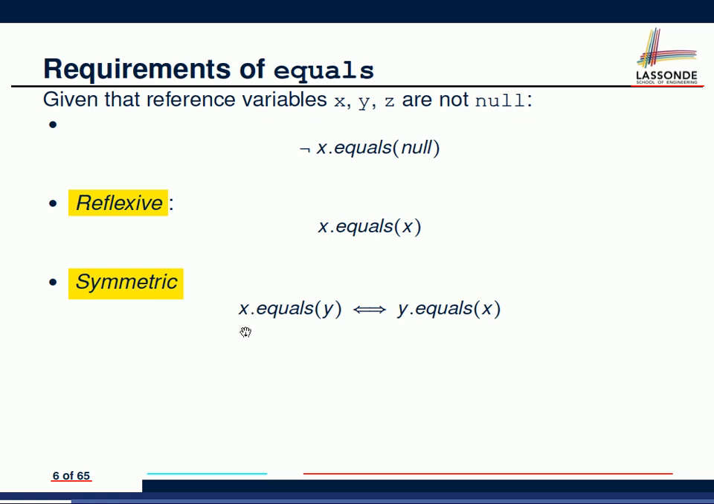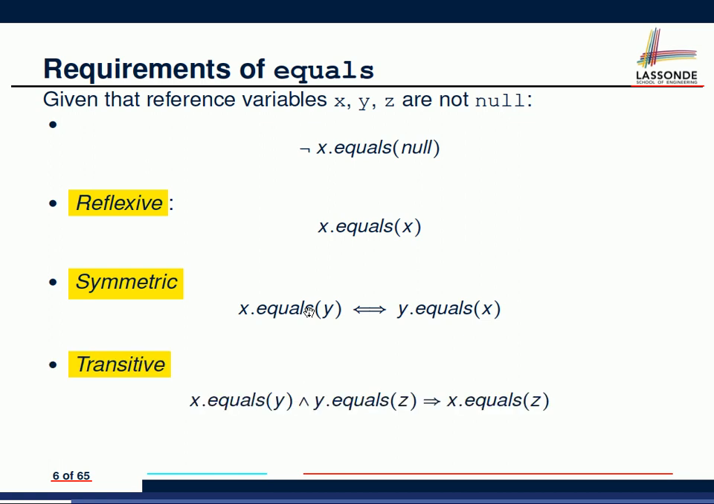Which means it doesn't matter whether x is a context object or y is a context object. Doesn't matter. But if one is true, the other one should be true as well. And then transitive: if x equals y and y equals z, x must equal z, right? Just what you learn in math. This slide is a little bit dry, but there are some criteria you want to make sure of whenever you want to define your own equals method.